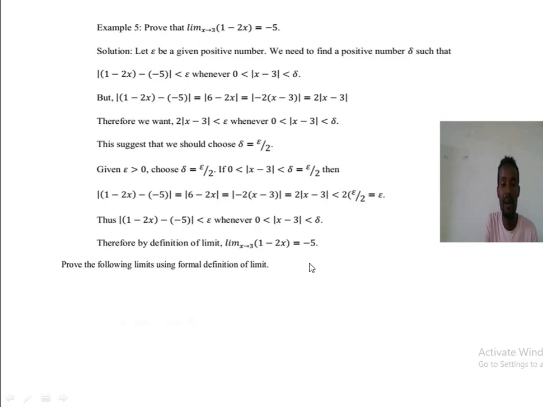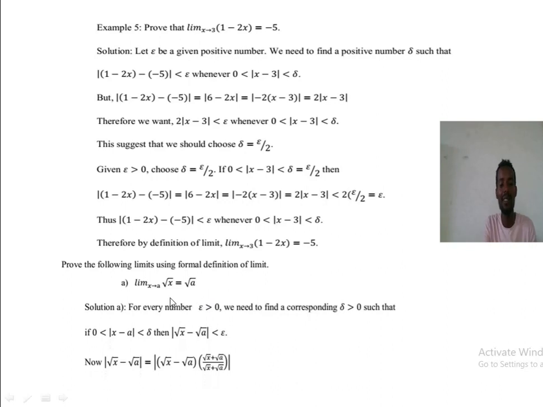Let us see another example. Prove the following limit using the formal definition of a limit, or epsilon-delta definition. A. The limit of the square root of x as x goes to a is the square root of a. So using the epsilon-delta definition, let us prove it. Now, the solution for this.